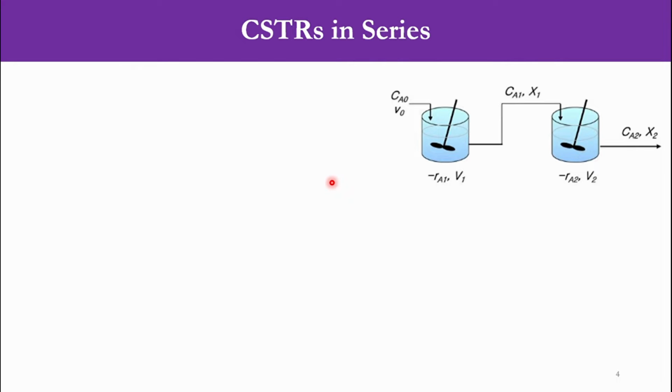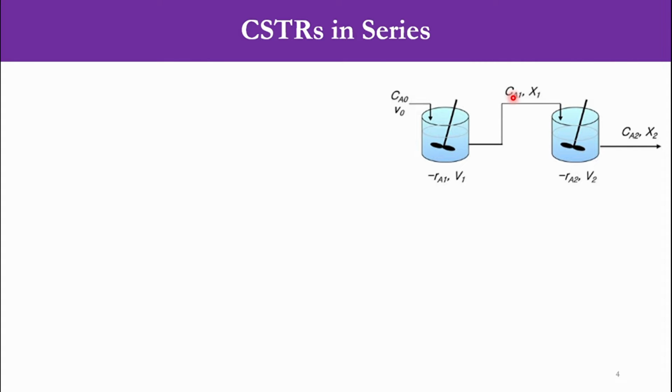Now, if you see, there are two reactors which are in series. The feed, whose initial concentration is Ca0, has the volumetric flow rate V0. In the first reactor, the reaction takes place. The rate of reaction is minus Ra1 and the volume of the reactor is V1. Then the product from this reactor goes to the second reactor. Obviously, the product of this reactor will be the feed of the next reactor.